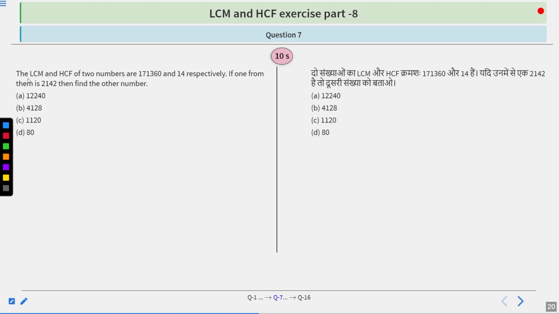Next is that the LCM and HCF of two numbers are 1,71,360 and 14 respectively. If one of them is 2,142, then find the other number. And options are option A 12,240, option number B 4,128, option number C 1,120, and option number D 80.